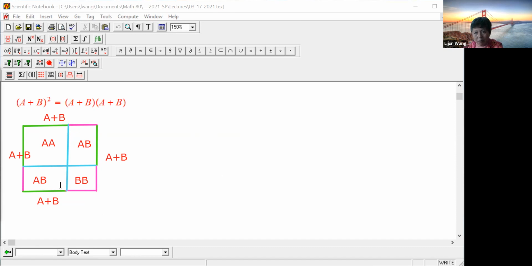So the entire (A plus B) squared, if we divide it into these four pieces according to color, we have A times A plus A times B, A times B twice, and B times B. So the total area in this largest square is going to be the same as A times A plus A times B plus another A times B and plus B times B. Do you follow me? Does everybody follow me?